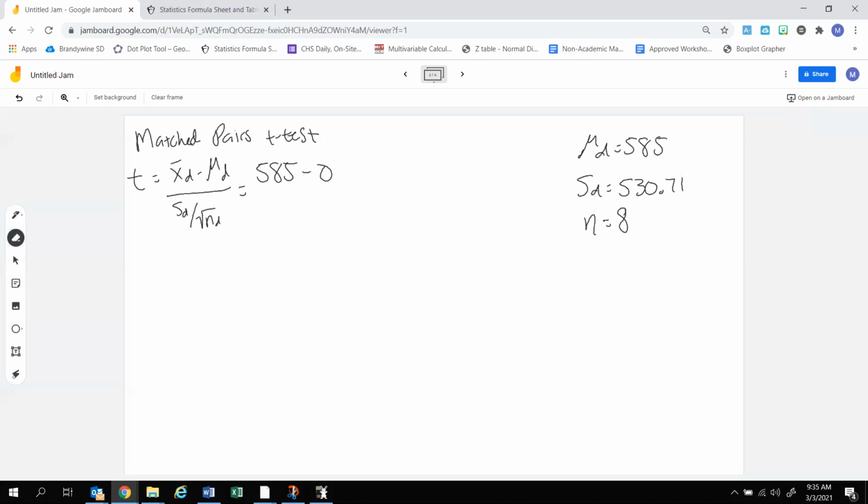Actually, this is incorrect notation right here because this average came out of the sample. So we're going to change that really quickly. Standard deviation of the differences is 530.71 divided by our sample size, which is 8. Okay.